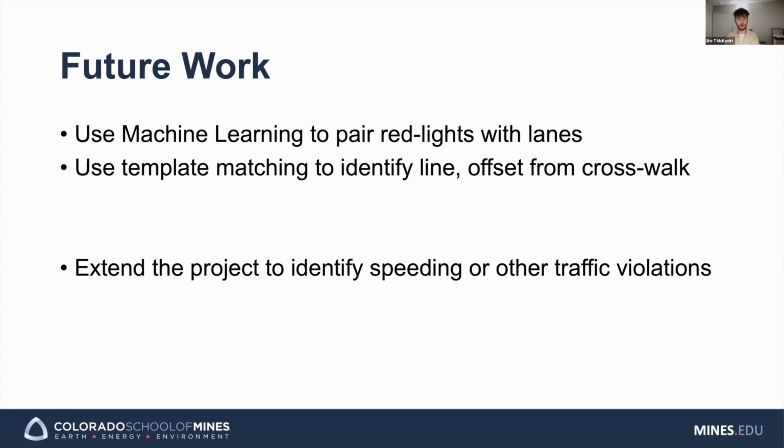My suggestion here, my suspicion, would be that you could use the crosswalk. I wasn't able to achieve any good results with this in my limited testing, but I would imagine you could do template matching on the crosswalk and then offset it vertically from that point so that you don't have false detections. And then finally, the last piece of future work would be to extend this project beyond red light detection. So this would be something like identifying speeding or any other traffic violations.